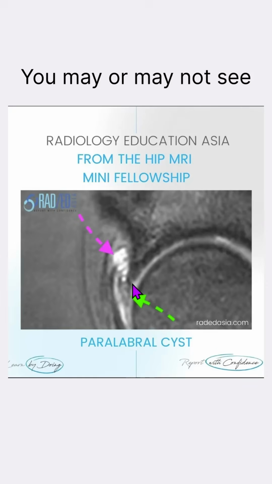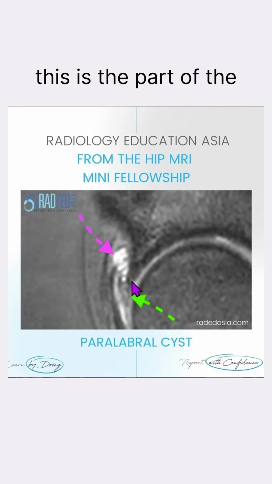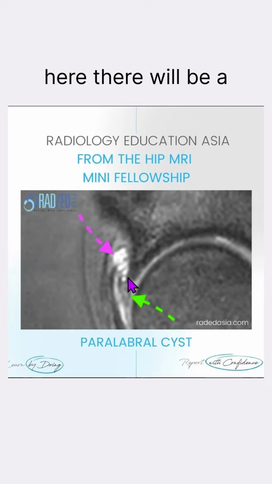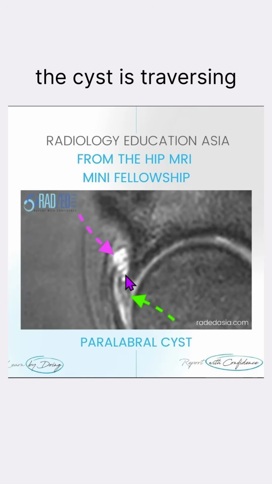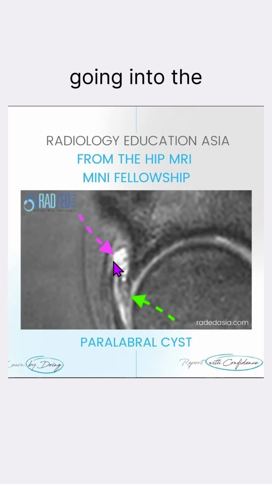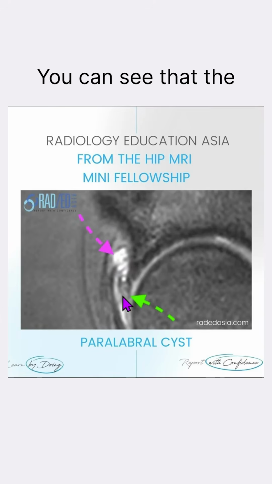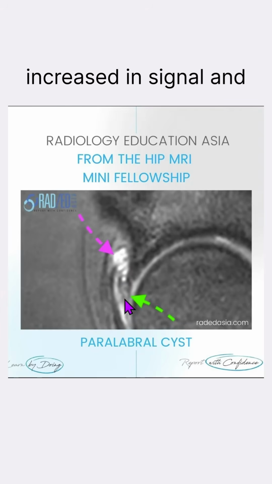You may or may not see that tear. Here, it's possible that this is part of the tear, but underlying here, there will be a tear. That's where the cyst is traversing through that tear and going into the paralabral space. You can see that the underlying labrum here is also degenerate. It's intermediate, increased in signal.